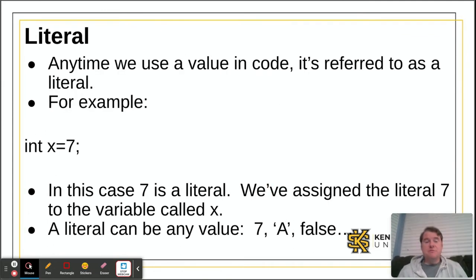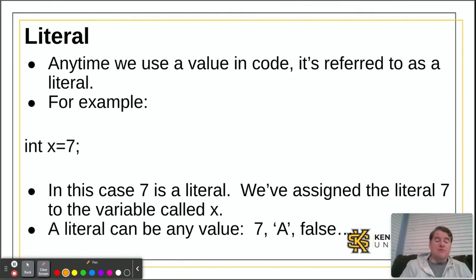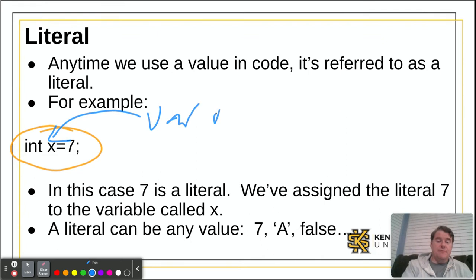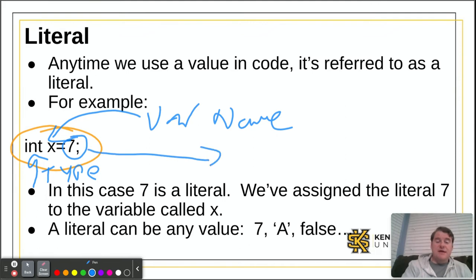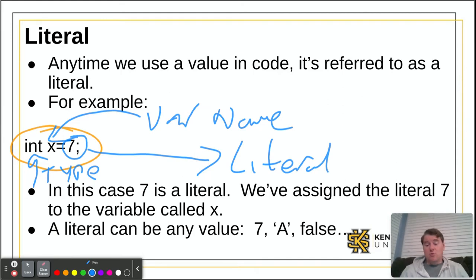All right, the next word that you need to be aware of is the word literal. Anytime that we use a value in the code, it's referred to as a literal. So let's take this example that we've looked at before: int x equals 7. There were three parts to this. The first part is we declared a variable called x. This is the variable name. The second part was the type. This right here is a type. And then the part that we haven't talked about is this 7, which is actually called a literal. And it's called a literal because I literally typed the word 7 in there.